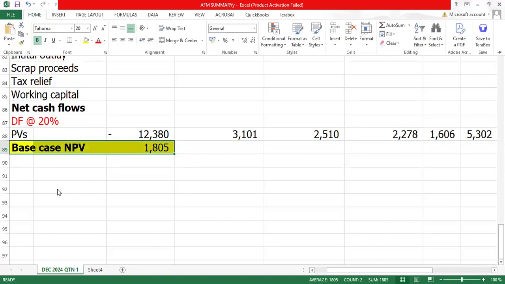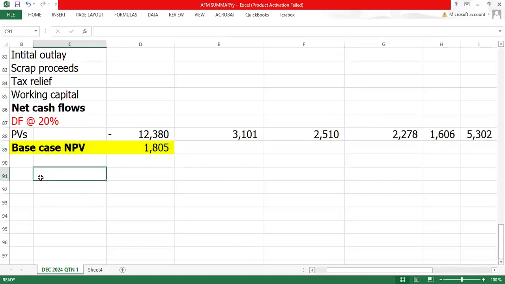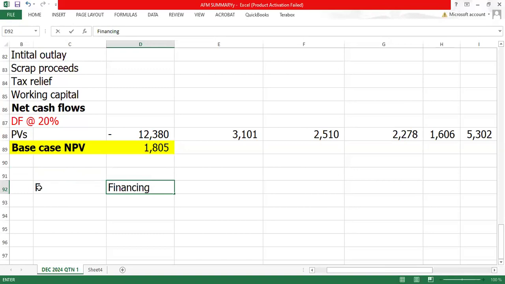Once you have your base case NPV, then you proceed because, if at all we were looking for IRR or NPV, we would stop here. But we are using APV. And because you're using APV, you need to proceed and now look at the financing effect.